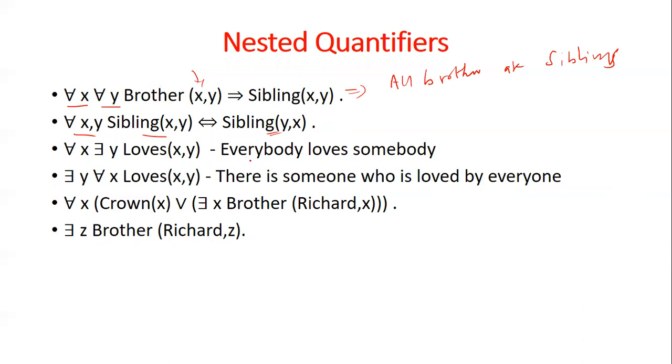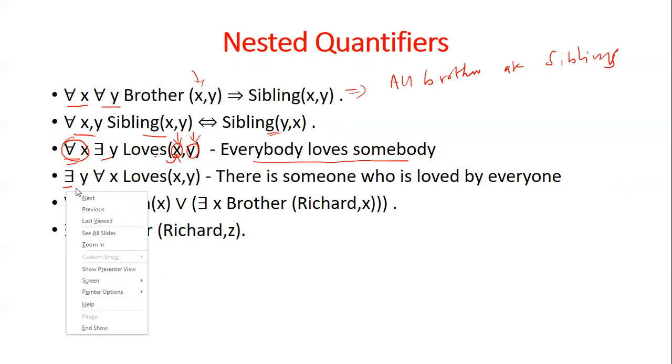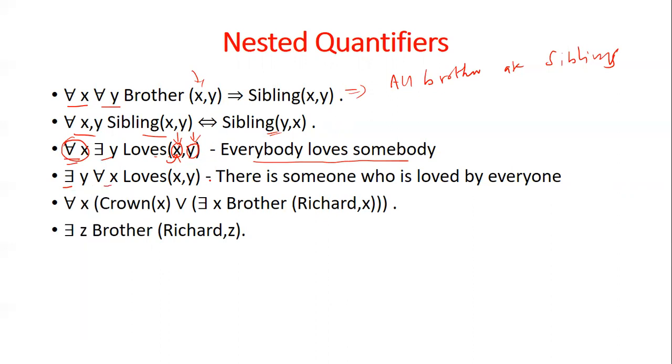Everybody loves somebody. This statement can be represented like this: for all X, there exists Y such that loves of X comma Y. So X is connected with the universal quantifier and Y is connected with the existential quantifier, which means X represents all, that is everyone, and Y represents someone. Everyone loves someone. That's what it says. Now consider: there exists Y, for all X, loves of X comma Y. Here X is universal quantification, Y is existential quantification.